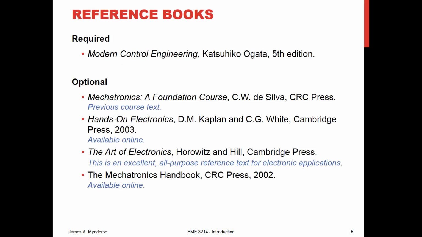For the course, there is one required textbook, Modern Control Engineering by Ogata. This is a standard in the area. It's a great textbook. There are some optional textbooks. You may find them useful. You may not. But there's a list there in case you need an additional reference. All assigned readings and homeworks will come out of the Ogata text. You are not required to have any of the optional texts.